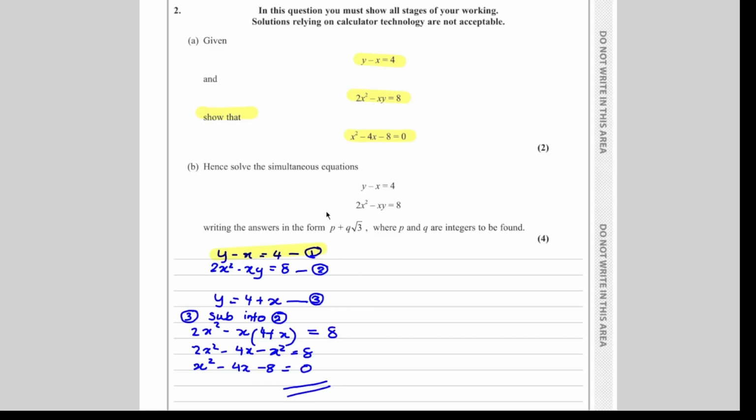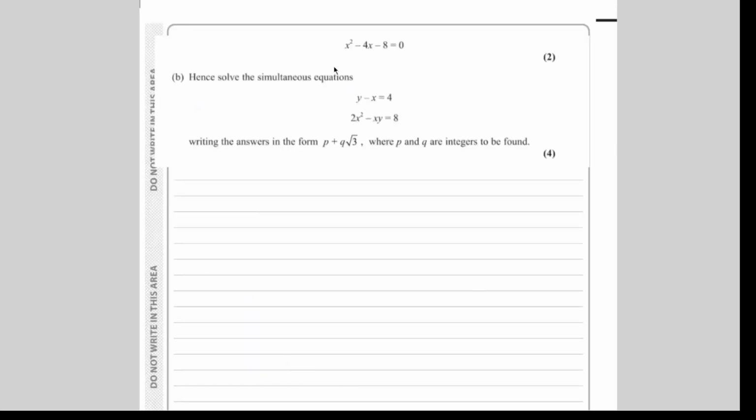Let's move on to part B. Part B: hence solve the simultaneous equations y minus x equals 4, 2x squared minus xy equals 8, writing the answers in the form p plus q times root 3, where p and q are integers. So these are integers. Remember that thing, integers to be found.